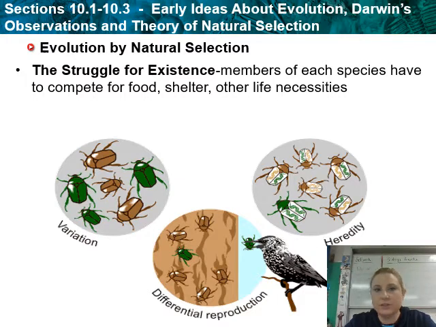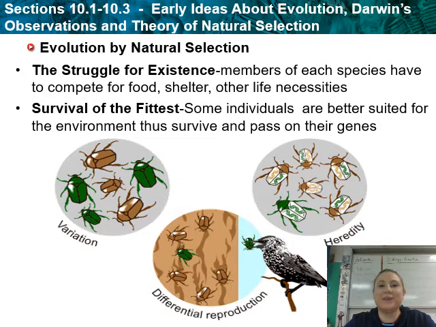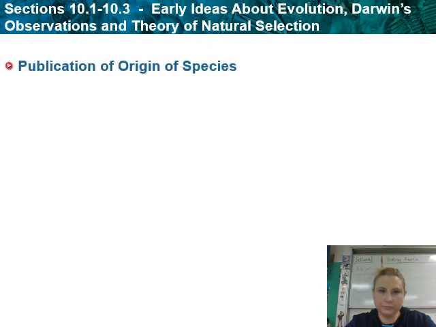Members of each species have to compete for food, shelter, and other of life's necessities. And then we have the survival of the fittest. Some individuals are better suited for the environment, thus survive and pass on their genes. And that's basically how evolution works.